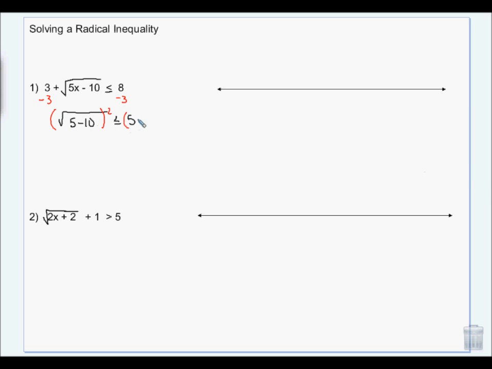Square both sides. And you get 5x minus 10 is less than or equal to 25. Add 10 to both sides. Five x is less than or equal to 35. So x is less than or equal to 7.